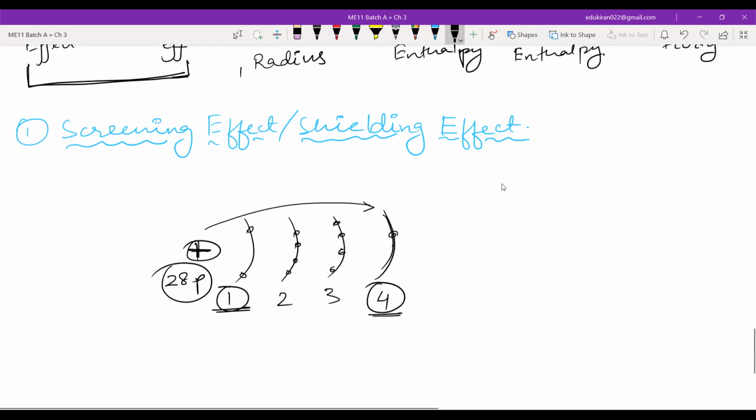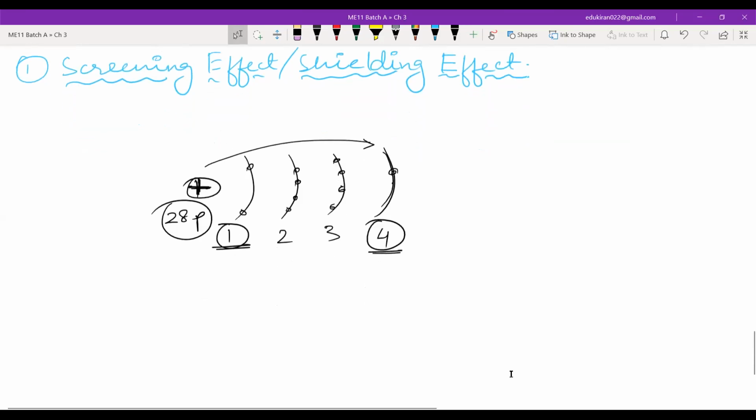Can you understand this concept of screening and shielding? It just says that the first shell electron will be experiencing all the positive charge, but the fourth shell electron will not be experiencing all the positive charge. It will be experiencing some less positive charge, some less force of attraction from the nucleus. Isn't it? Understood.